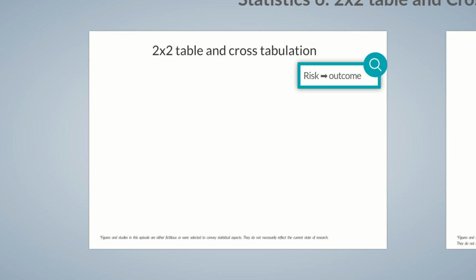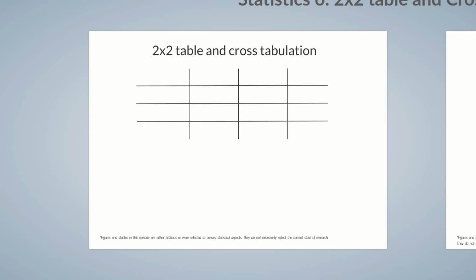By using this table, you can calculate the absolute risk and the odds. It's also possible to determine the relative risk and odds ratio, which we'll show you in the next steps. First, let's take a look at the origin of the name 2x2 table.